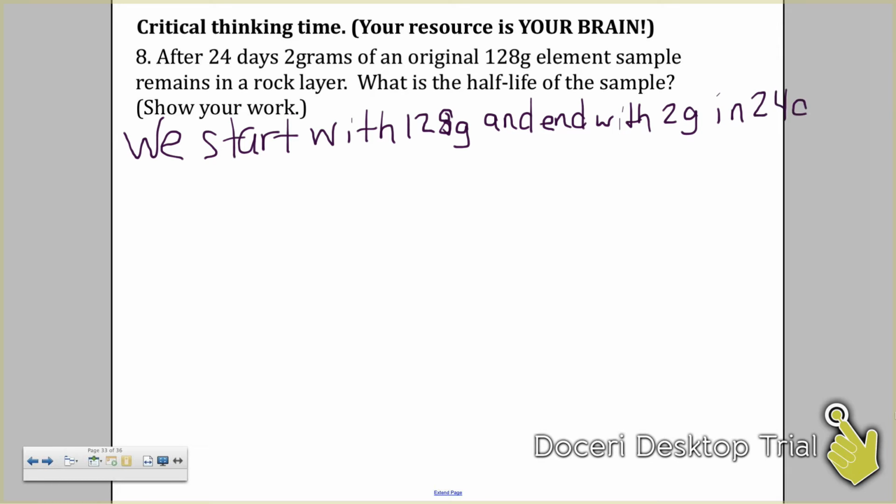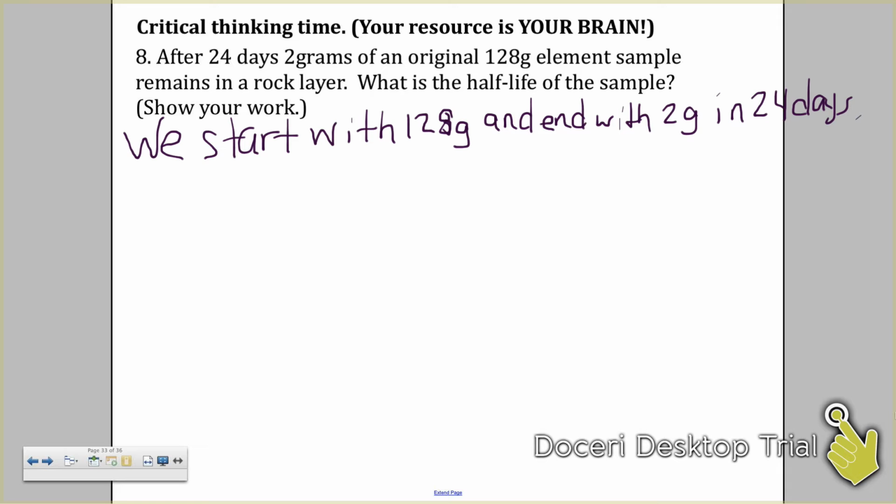24 days. All right? So we know that. That's what the word problem is telling us if we couldn't read that through. Because it says after 24 days, 2 grams of the original 128 sample remains in a rock layer. So the question is, what is the half-life of the sample?